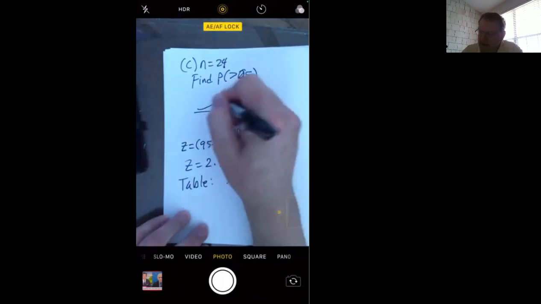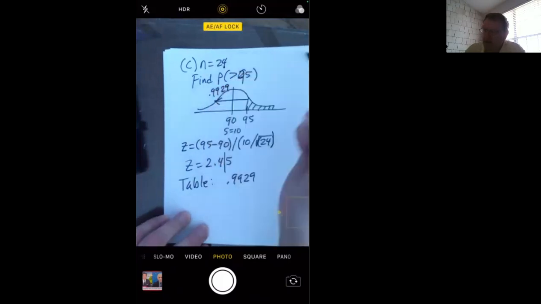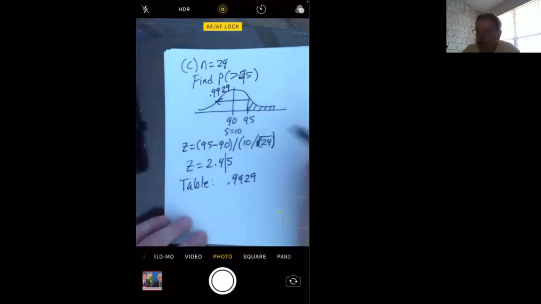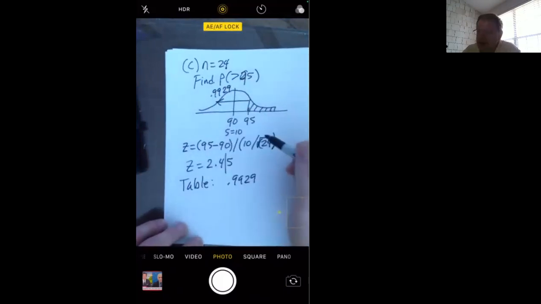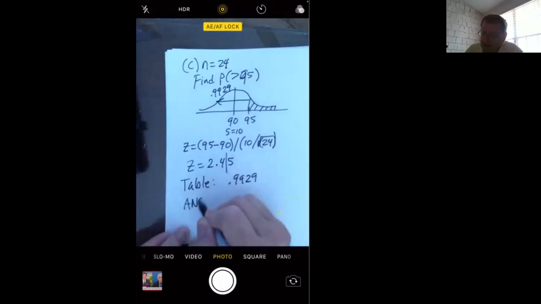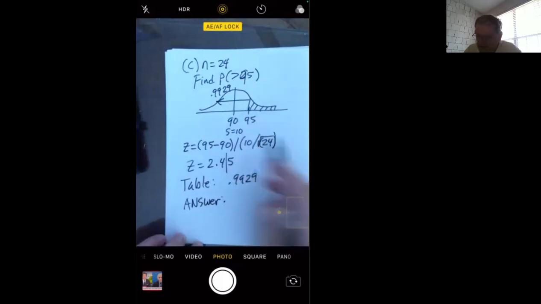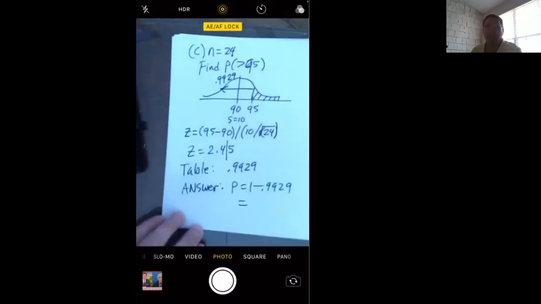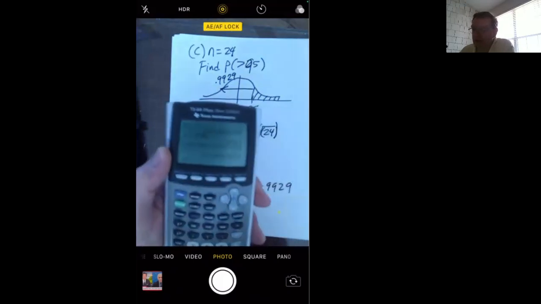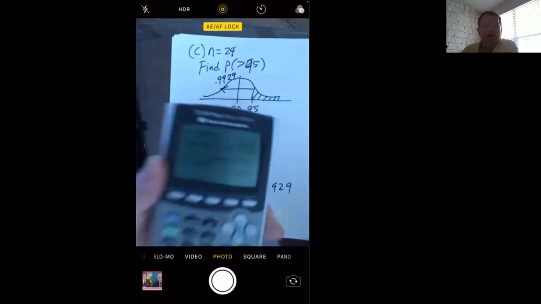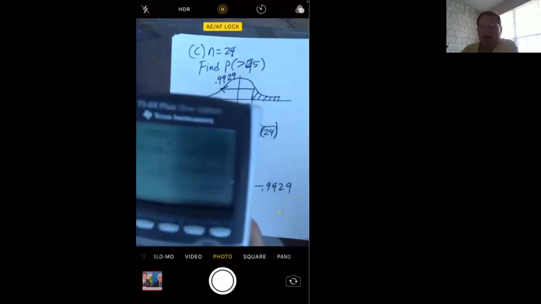0.9929, which again is this way. In effect, 95 becomes the point at which 99% are lower with a sample of 24. And so our answer, the probability keeps getting smaller. This is shrinking. Our probability gets smaller and smaller and smaller. 1 minus 0.9929. I think that's 0.0071.